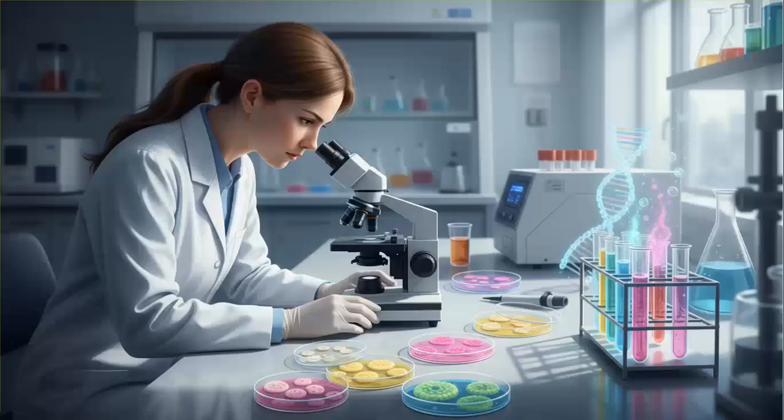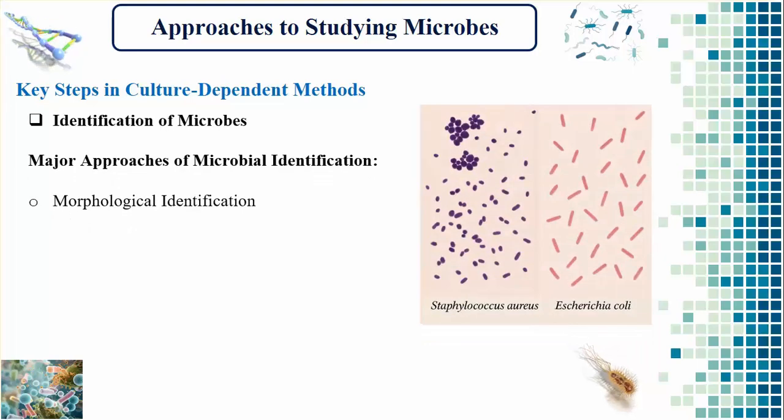After obtaining pure cultures, the next step is identification of microorganisms. At this stage, microbiologists determine what organism has been isolated. Identification usually involves a combination of morphological observation, biochemical testing, and molecular techniques. Let's begin with identification. The approach is based on microscopic and macroscopic characteristics of microorganisms.